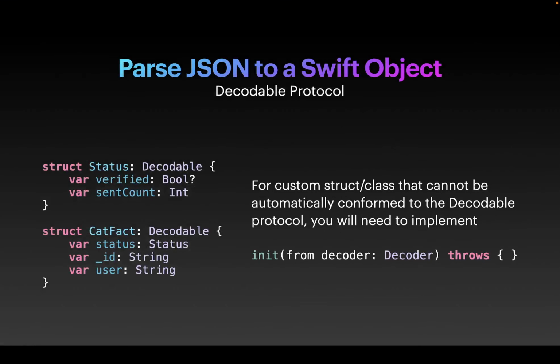Now, you may also ask, what happens if we have some customer struct which it's not possible to conform to Decodable automatically? Then you have to implement this initializer for that struct. But we're going to skip that part. You basically have to add another initializer to tell Swift how to actually decode these things. So, just to give you some concept of that.